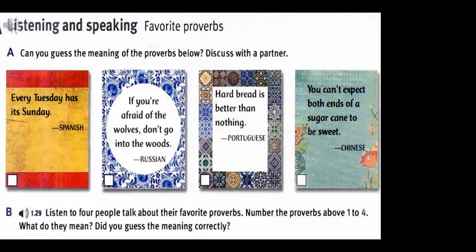Please pay attention. Page 29, lesson D, Proverbs 2, listening and speaking. Favorite proverbs. B, listen to 4 people talk about their favorite proverbs. Number the proverbs above, 1 to 4. What do they mean? Did you guess the meaning correctly?